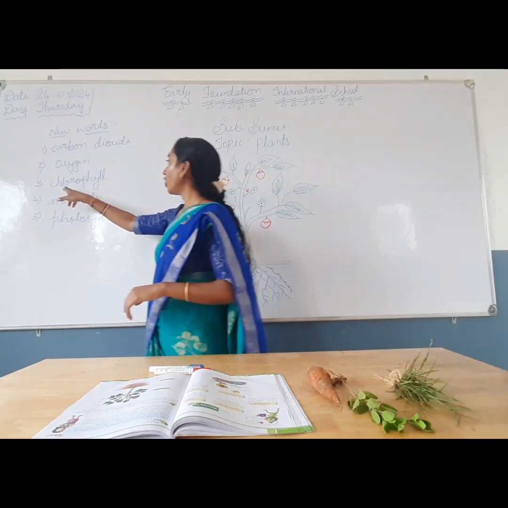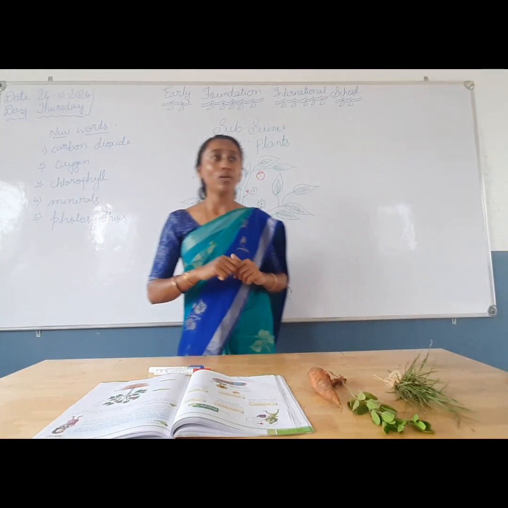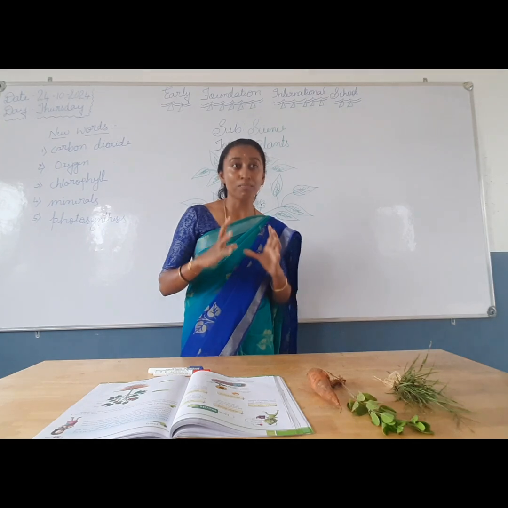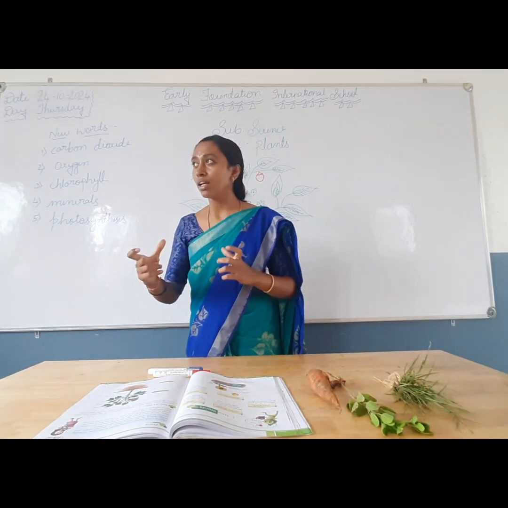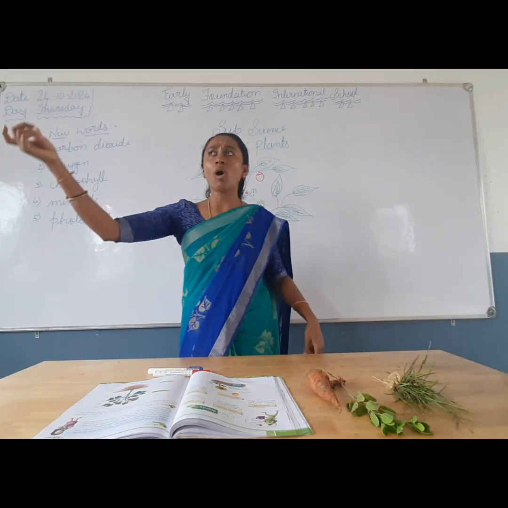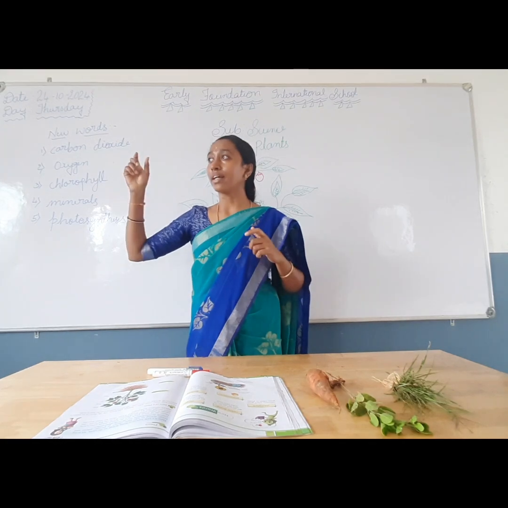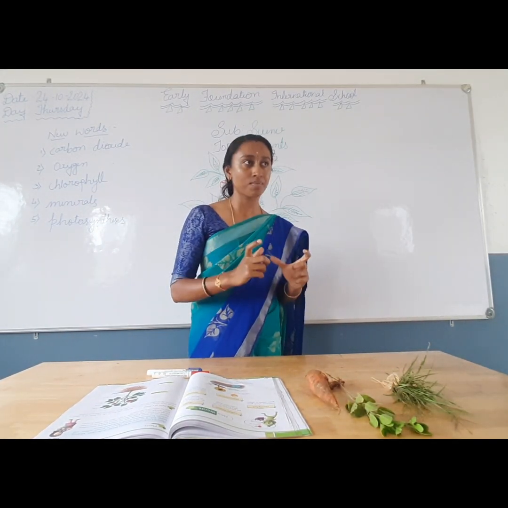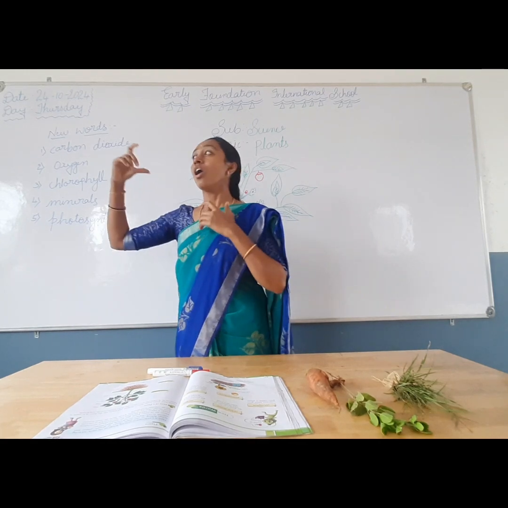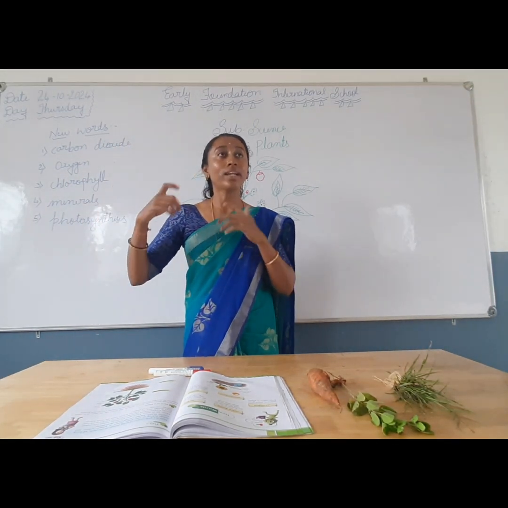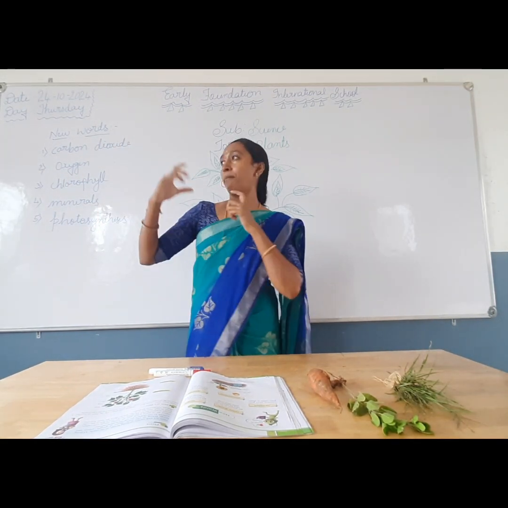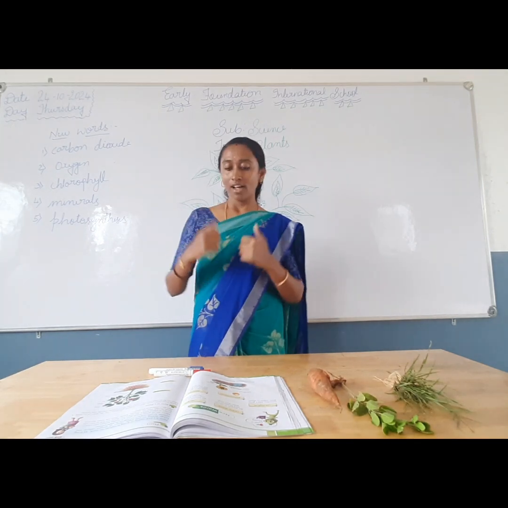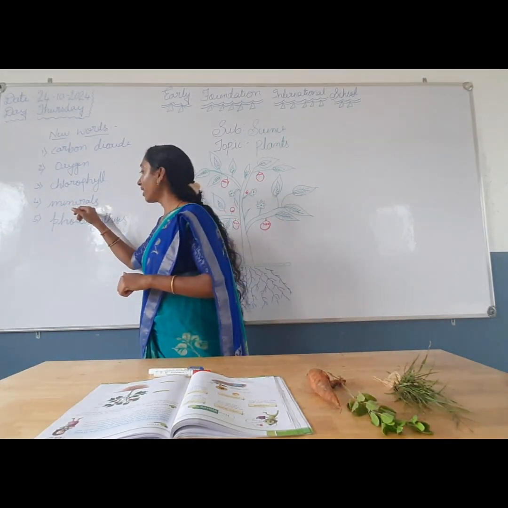Next one is chlorophyll. What do you mean by chlorophyll? It is a substance which gives the green color to plants. Why do all the green plants look green? Because of the chlorophyll. It is present in all the leaves, and it gives the green color to the plants. Understand?